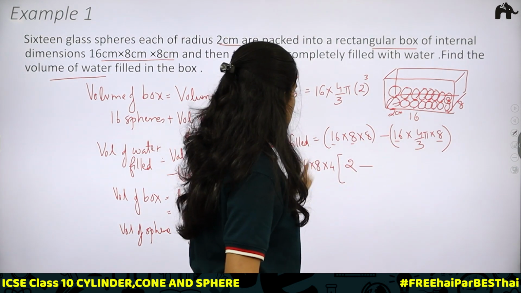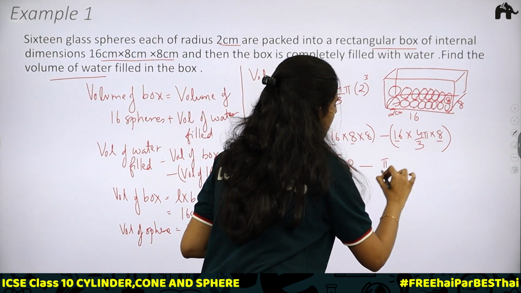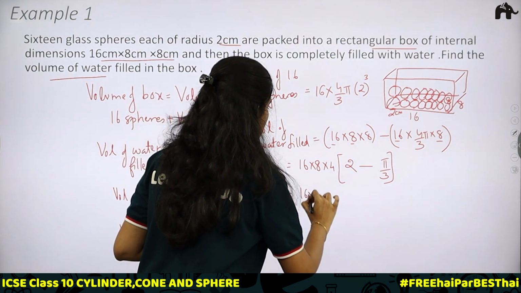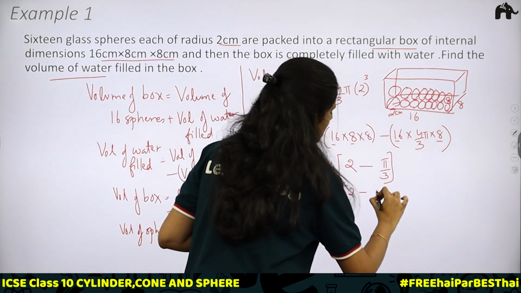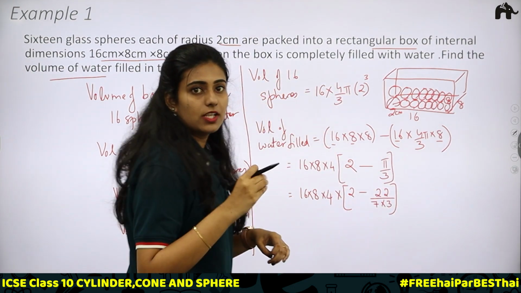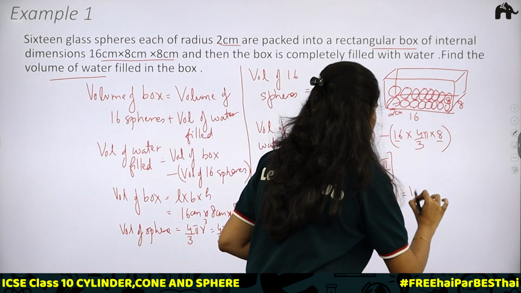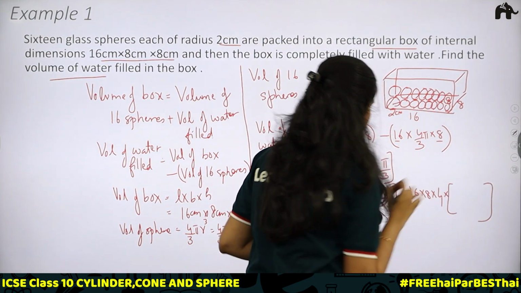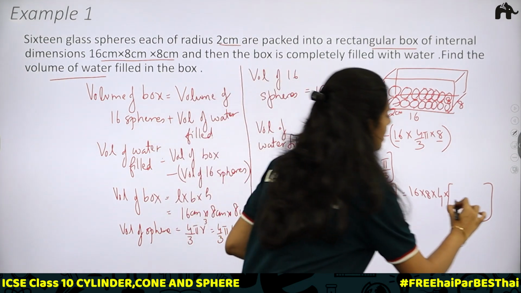Minus. We have taken 16, we have taken 8, we have taken 4. We'll be having pi divided by 3. What is pi by 3? 16 into 8 into 4 into 2 minus 22 divided by 7 into 3. Pi value is 22 divided by 7. Here already we have a 3 in the denominator, which is equal to 16 into 8 into 4 into, taking LCM, 7 into 3 is 21. 21 will be the LCM.